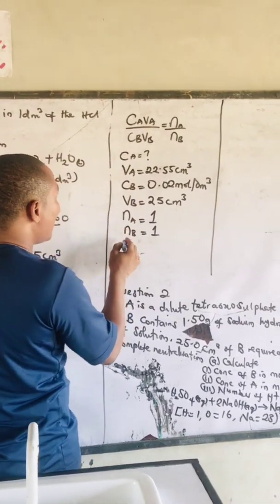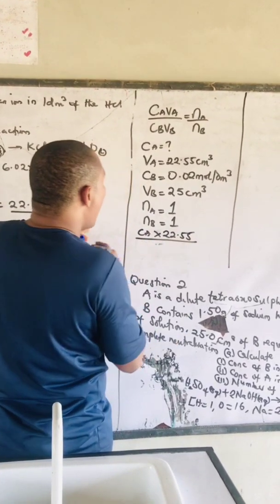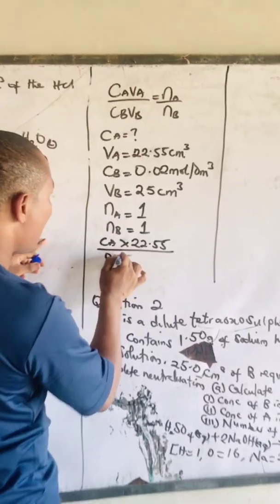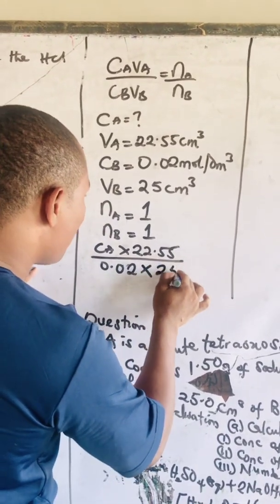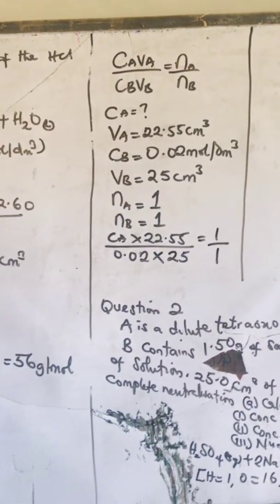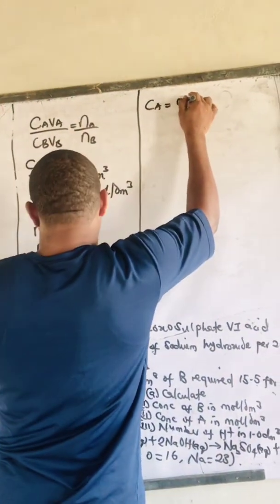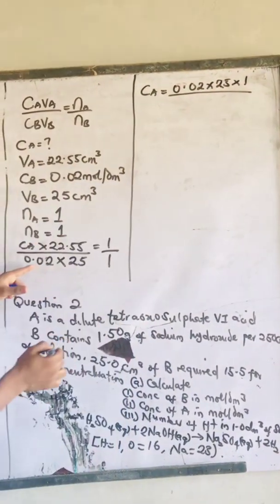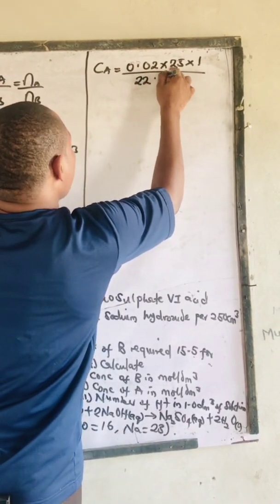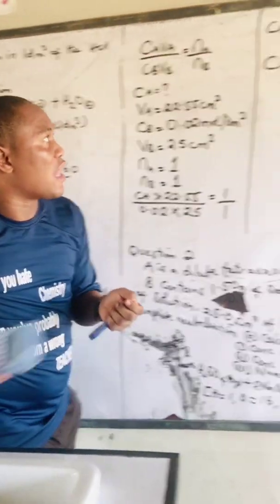We slot in all the parameters into the equation. Where we have our Ca now, which we don't know, times our Va, that's 22.55, over our Cb, that is 0.02. Are we okay? And our Vb is 25, equals 1 to 1. Are we following? So from there, we look for our Ca. So our Ca will be, we are cross multiplying now, our Ca becomes 0.02 times 25 times 1 over 22.55 times 1.